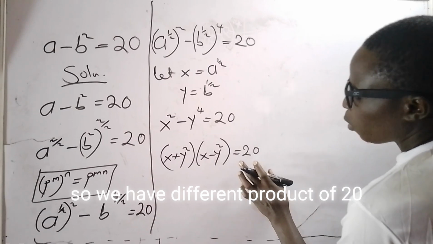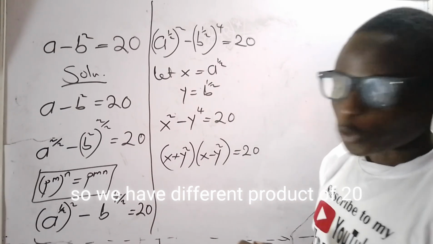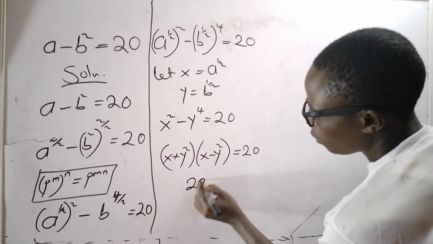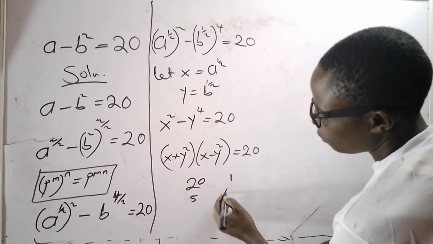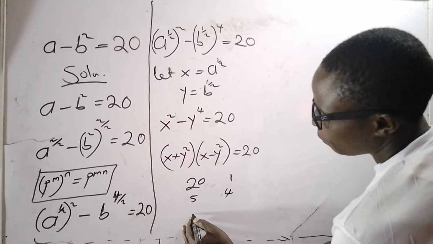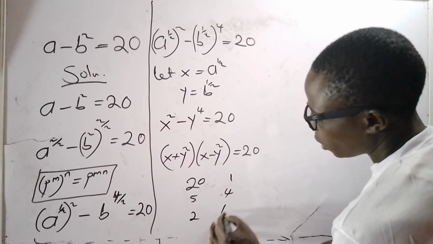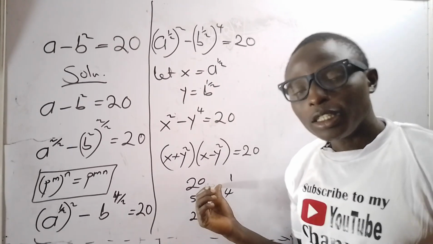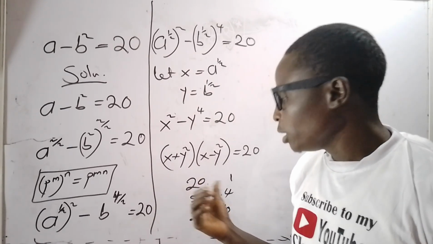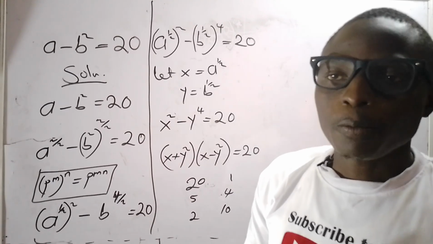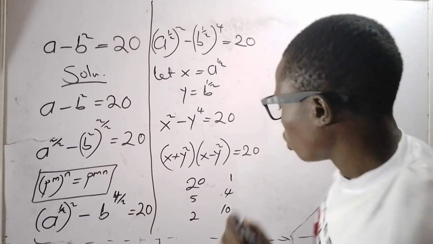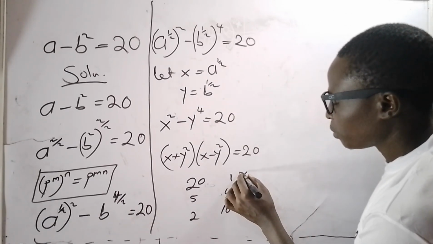So we have different products of 20. For example, I have 20 and 1, I have 5 and 4, and I have 2 and 10. It is not advisable to use 20 and 1 because 1 is a factor of any number. So we don't have to use this.